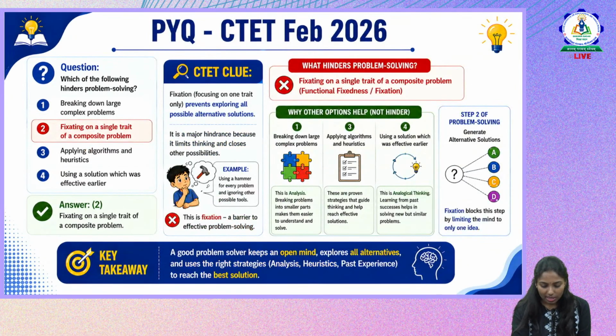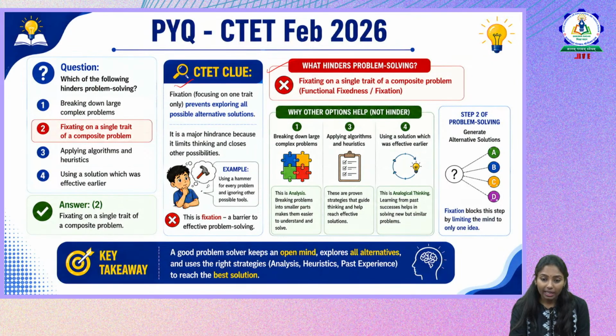Then again there is one more question asked recently. Which of the following hinders problem solving? Again the same thing: fixating on a single trait of a composite problem. See, again the same thing. Fixation is like you prevent yourself from exploring different kinds of alternative solutions. You stick to the idea that इस problem का कोई solution नहीं है, this is the only way possible. No, that is how you hinder yourself. That is fixedness. By doing this, you're damaging your own creativity, all these things. So just remember, this is a very important topic.